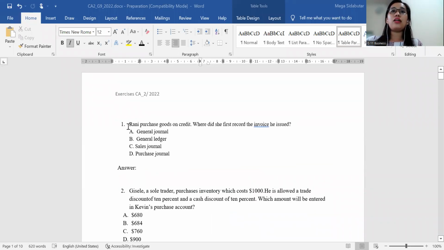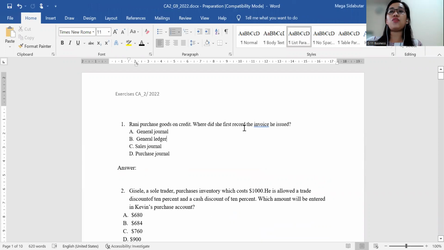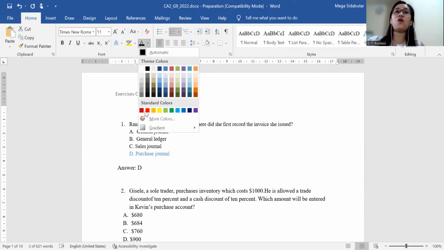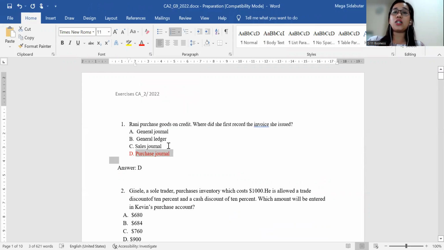Rani purchased goods on credit. Where did she first record the invoice she issued? Remember, there are many kinds of books of prime entry. To record purchase of goods on credit, you should write in the purchase journal, so the answer is D. Remember, when you record sales of goods on credit, it should be the sales journal. If you purchase machinery on credit, you should also write in the purchase journal, according to each transaction.